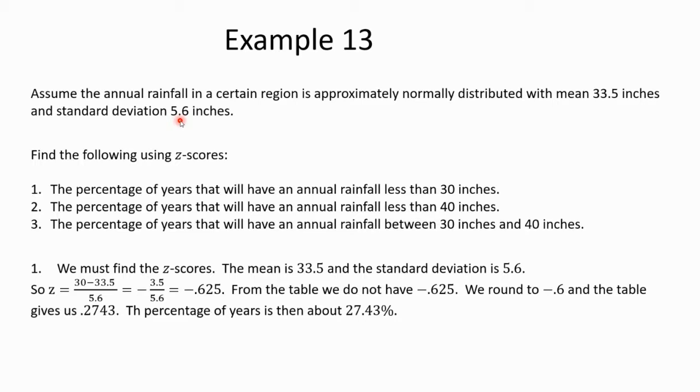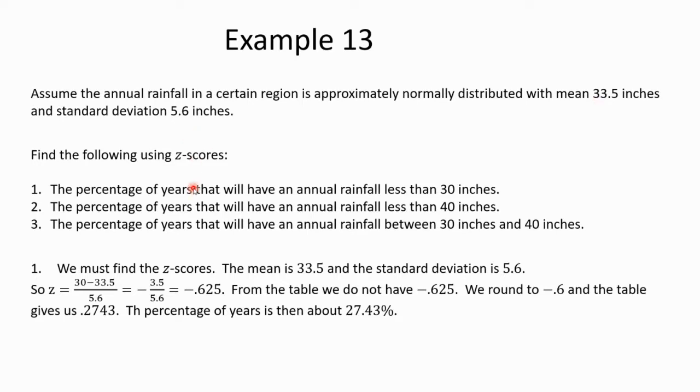So we're assuming here that the annual rainfall in a certain region is approximately normally distributed, with a mean of 33.5 inches and a standard deviation of 5.6 inches. Meteorologists like to measure how much rainfall there is. They can get it in inches. They're saying that amount annually has a mean of 33.5 inches and a standard deviation of 5.6. In other words, we basically have a normal distribution here whose mean is 33.5 and standard deviation is 5.6.